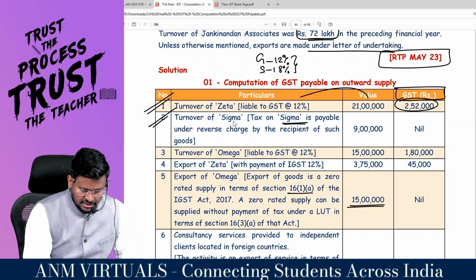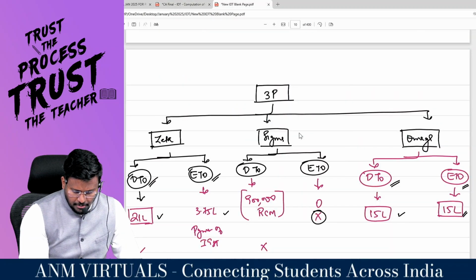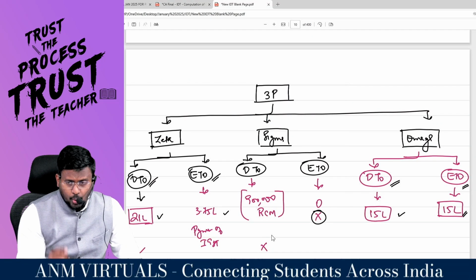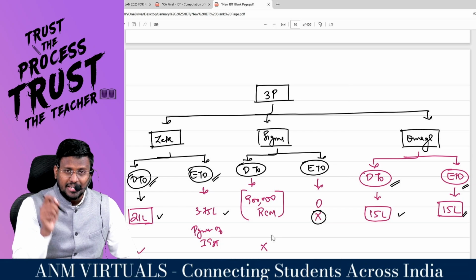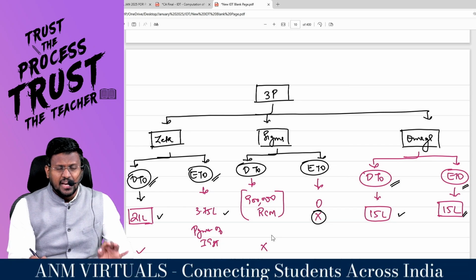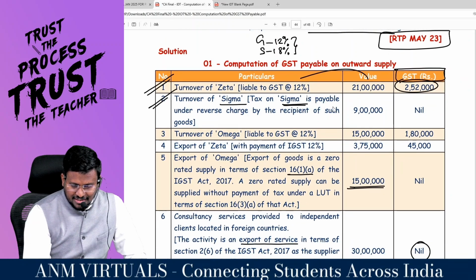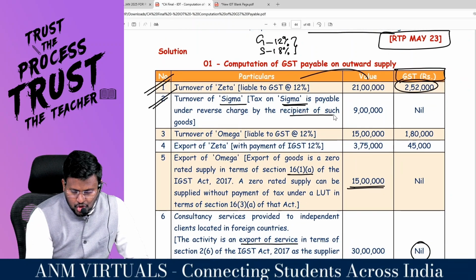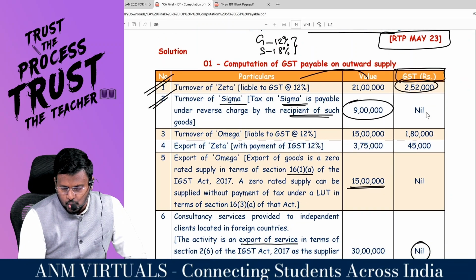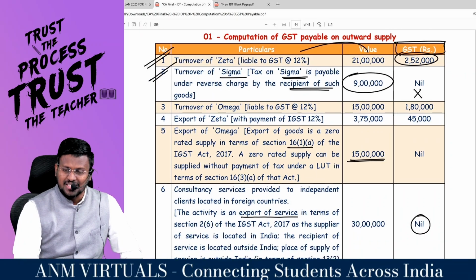Next one. Turnover of Sigma. Sigma domestic turnover is how much lakh? 9 lakh. But it is on RCM. That means the person liable to pay GST is the recipient. Comfortable, sir? Tax on Sigma is payable under reverse charge by the recipient of such goods. So for 9 lakh, we don't have any output tax liability.